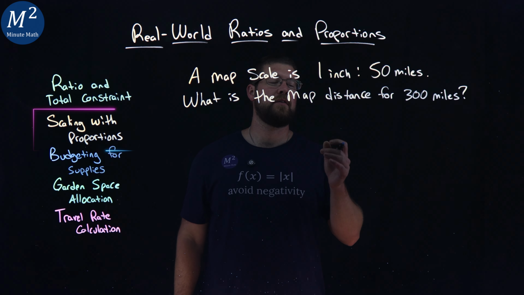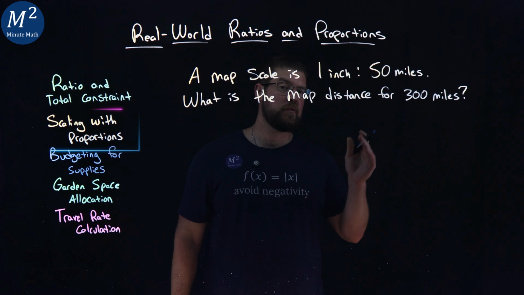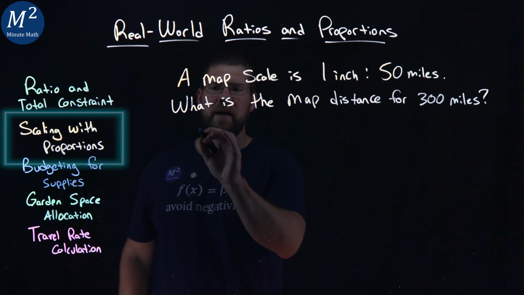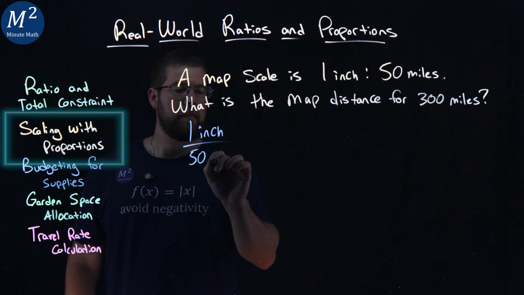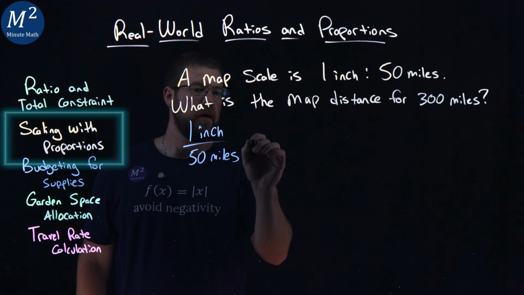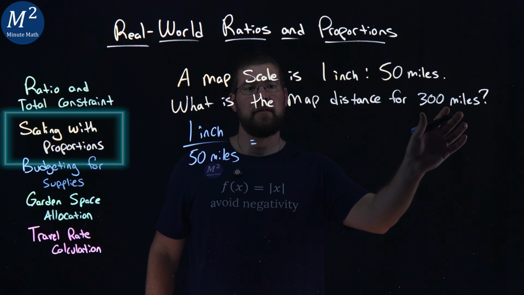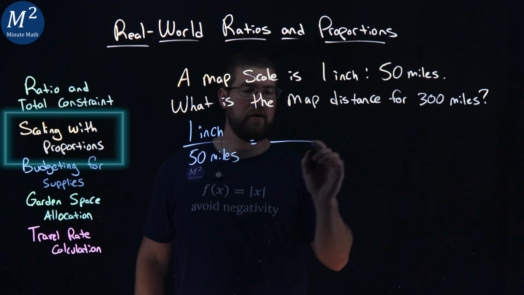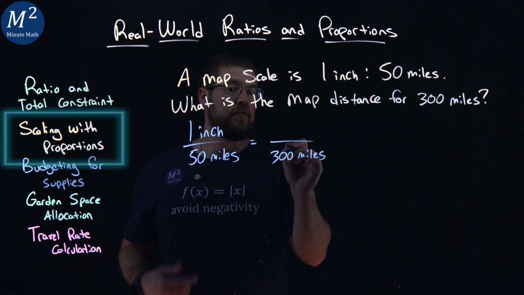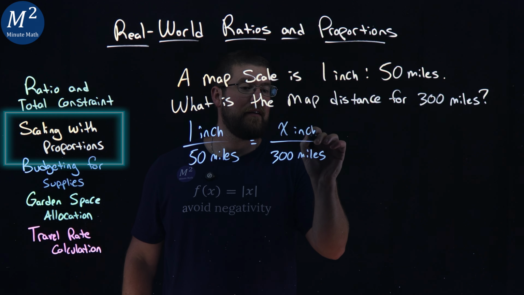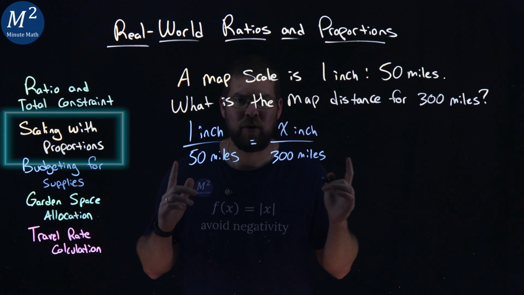A map scale is 1 inch to 50 miles. What is the map distance for 300 miles? So 1 inch on the map over 50 miles, that's our ratio here. We can set it equal to the same ratio: the distance in real life, 300 miles, equal to x inches on the map. Okay, so we have a proportional equation here. We can solve for x.